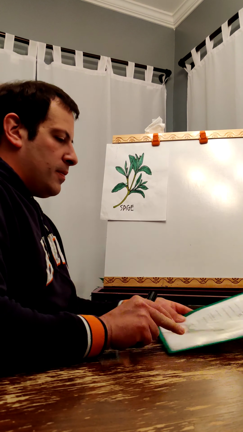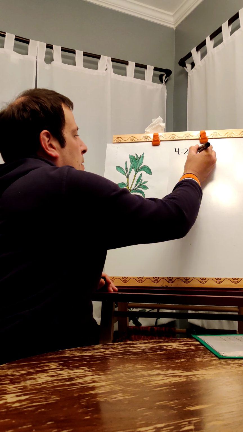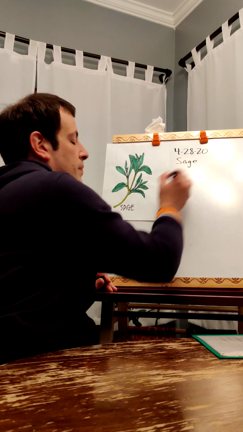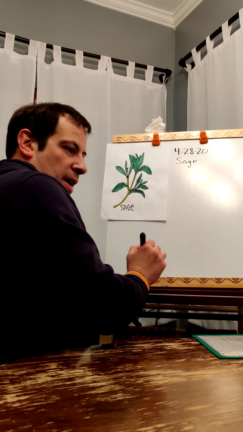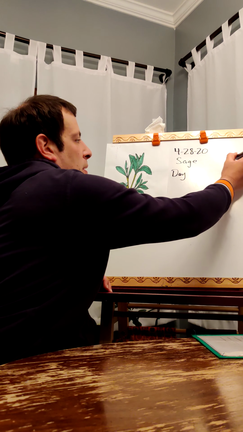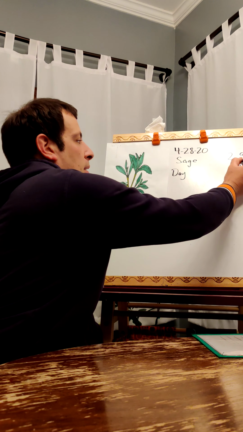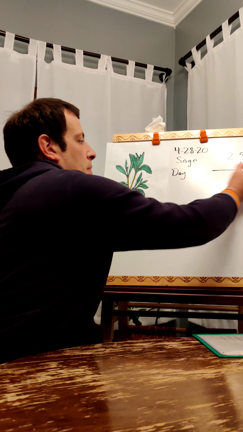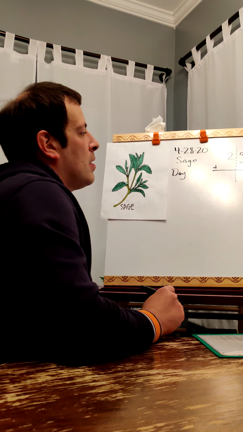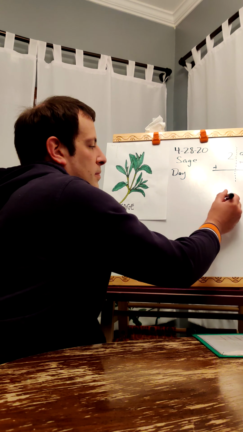Alright. Today's date is April 28th, 2020. We're talking about sage. The last time we met was day 29. So, I'm going to put 29 in our little addition boxes, and it was 7 days ago. So, we'll do imaginary lines. 9 plus 7.